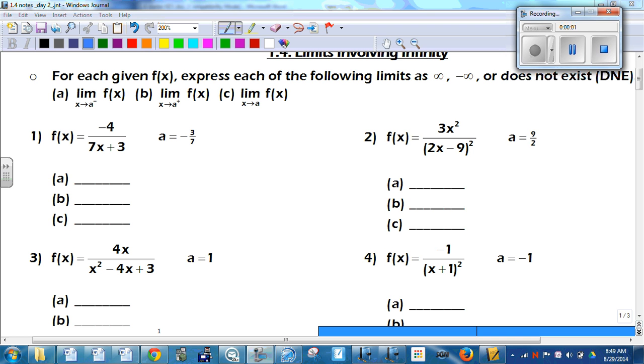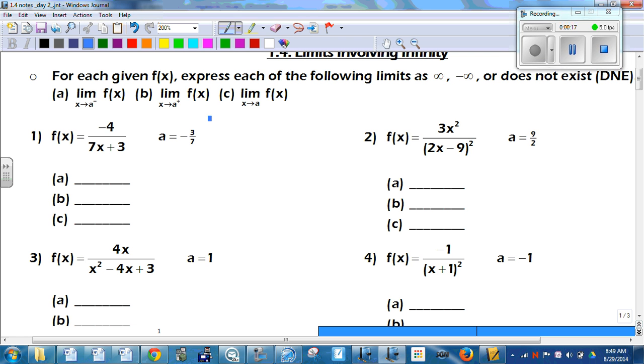In problem number 1 here, we're asked to find the limit as x approaches a from the left, from the right, and the overall limit. And our answers are either going to be infinity, negative infinity, or does not exist. So let's set up this first one here.